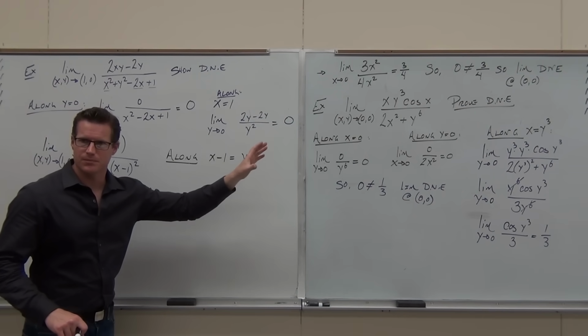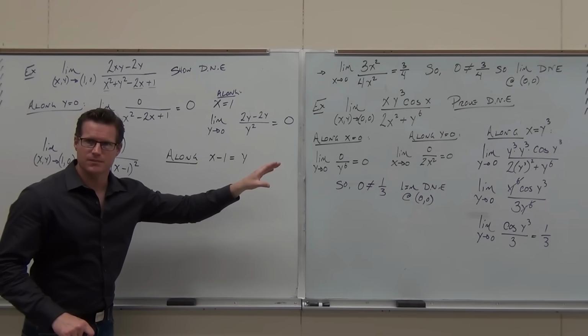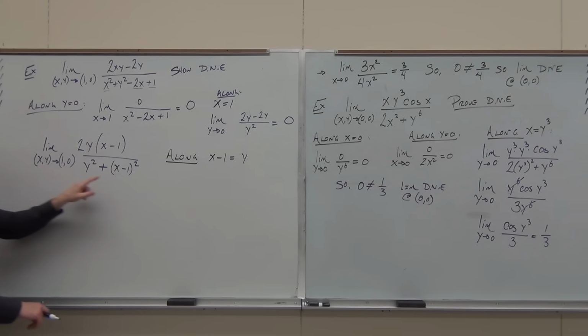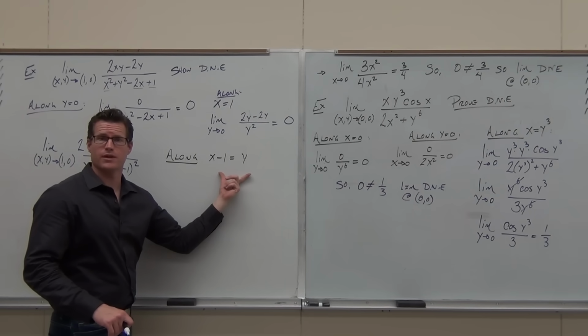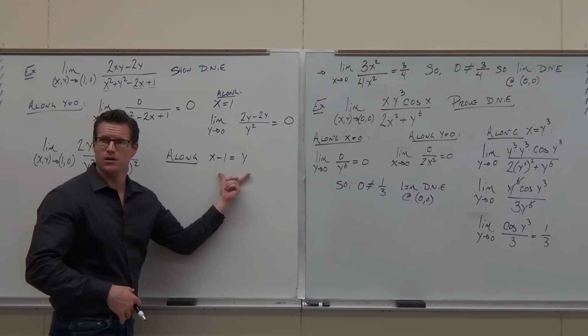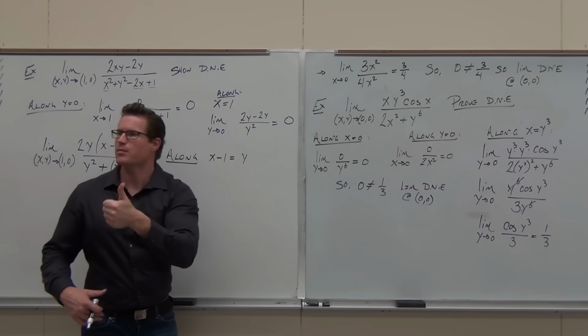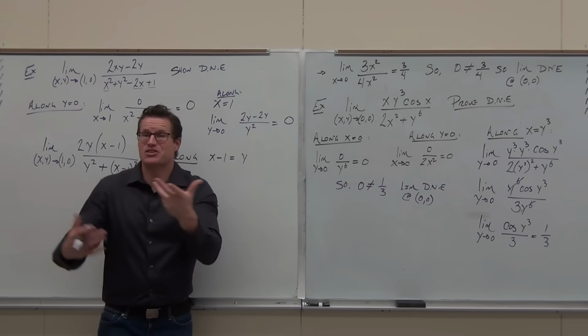Now stop right now. Let's see. Is this point actually on that path? Plug in the 1 for the x, plug in the 0 for the y. Does it equal? X, 1 minus 1, 0 equals 0. You know that point's on that path. Does that make sense? It's going to work.